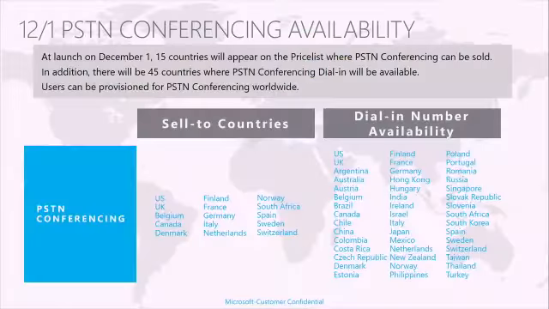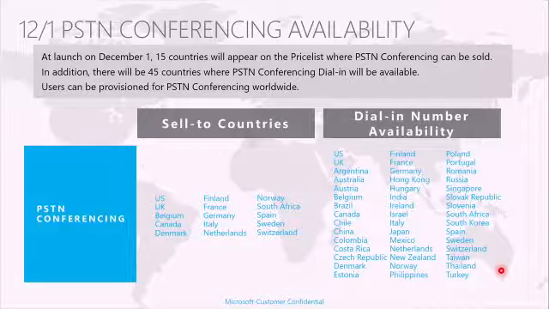Now, from an availability standpoint, the solution actually launched this past December 1st, and it launched in the countries that you see on the list here. I want to make sure I clarify the difference between what we see as a sell-to country versus what we see as a dial-in number availability. The sell-to country section that you see here, if you have a billing address in one of these countries, that means that you can purchase PSTN conferencing from Microsoft. Once you have purchased PSTN conferencing from Microsoft in one of these sell-to countries, you can then select a dial-in number from any of the countries that you see in this dial-in number availability list here on the right-hand side.